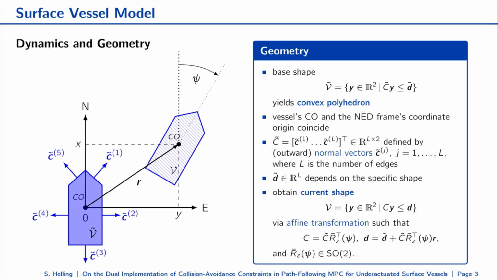Using the position and the heading of the vessel, or obstacle, we can express the space currently used by the vessel or obstacle by means of an affine transformation.